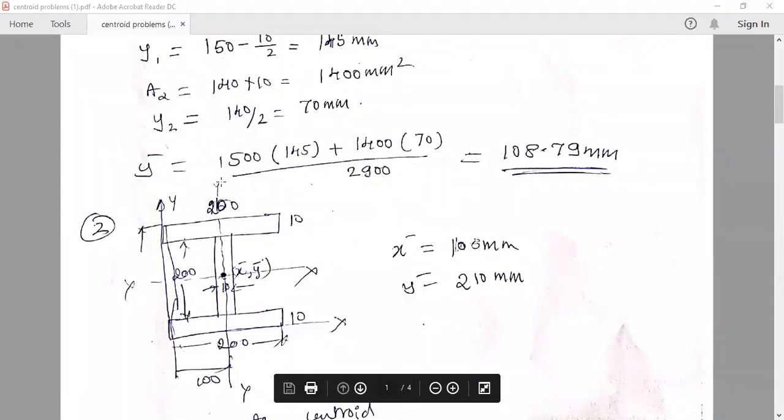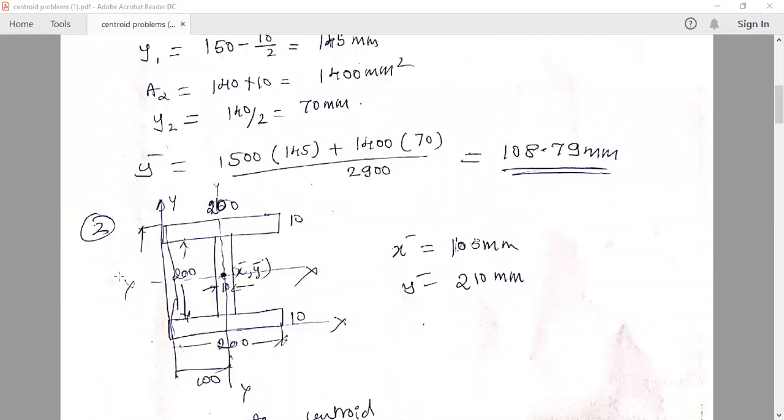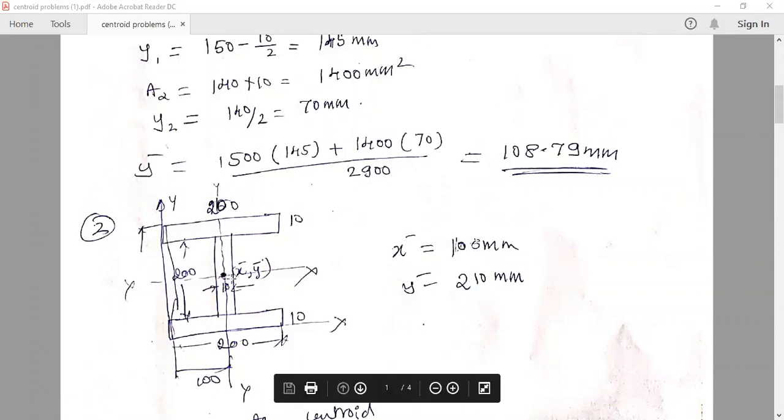So now if I pass exactly at the center from here or here, the upper portion is the mirror image of the lower portion, and the left-hand portion is the mirror image of the right. So we need not find the centroid; directly it lies where the two axes are meeting. Exactly at the center I have taken the x-axis, and exactly at the center I have taken the y-axis. Where those two axes meet, that will be the centroid. So x bar equal to 100 mm, from here, 200 divided by 2, 100 mm.